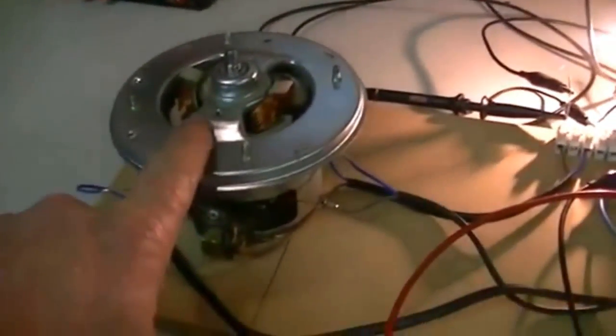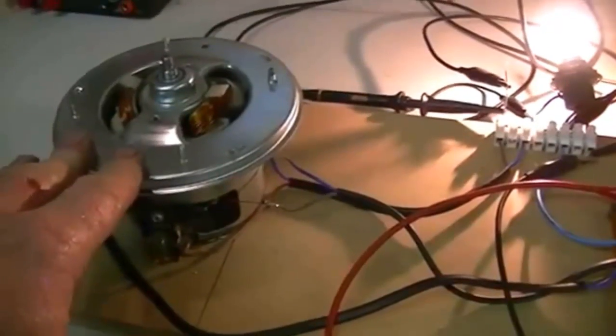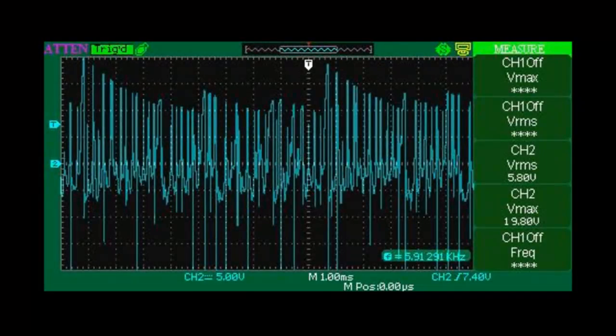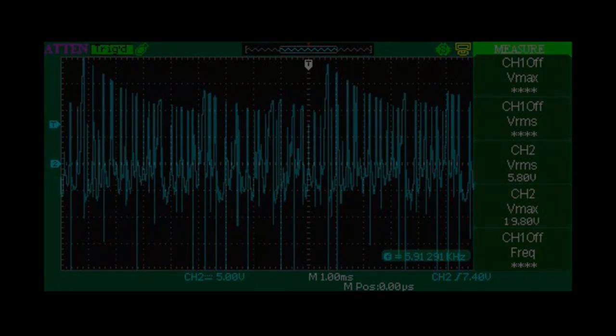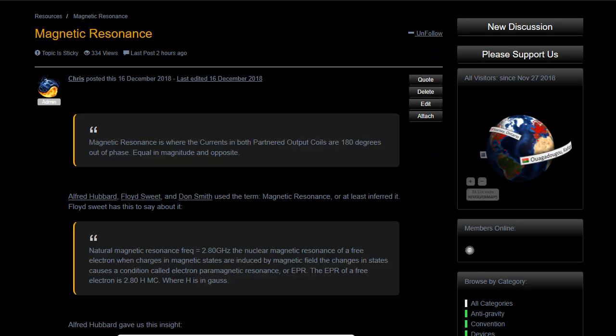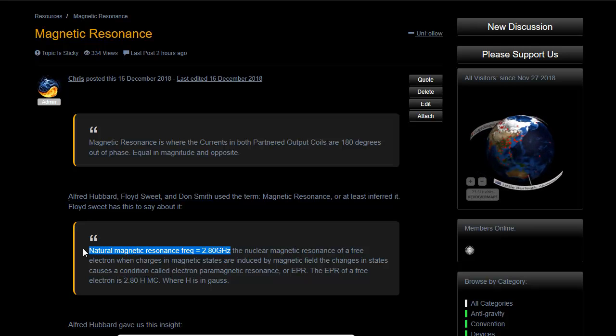Something is changing in the motor, and like I said, I'm not going to get into that. It's to do with the way these coils are configured now. So there is a magnetic resonance. Some have tied the magnetic resonance to the electron, or the natural magnetic resonance, 2.8 gigahertz.